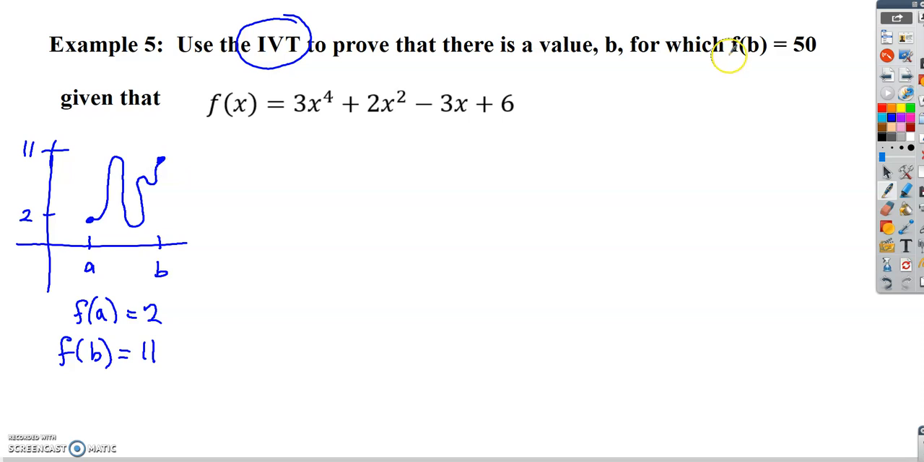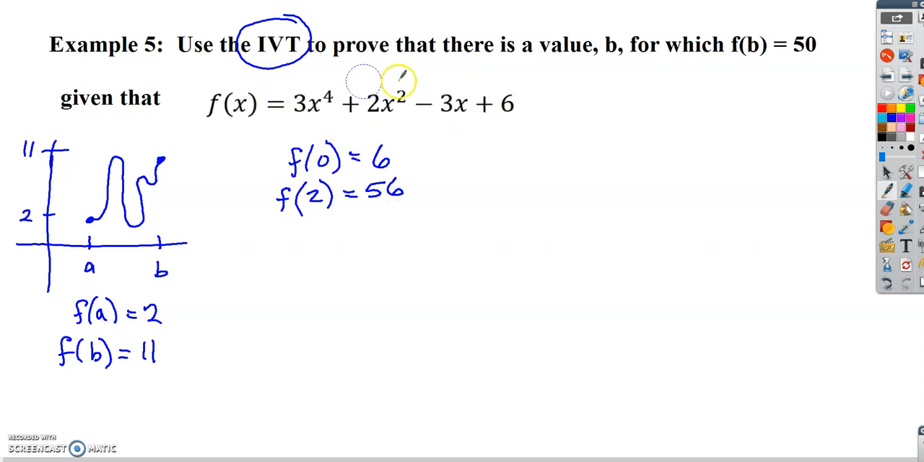So if I want you to prove that there's a value that gets me 50, I need to show that there's a value that's below 50 and above 50. So I'm going to do 0. So if I plug in 0, I get 6. That's not too bad. And then you can pick any other number you want. I'm going to plug in 2. And when I plug in 2, I end up with 56.